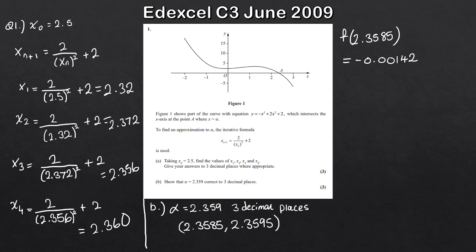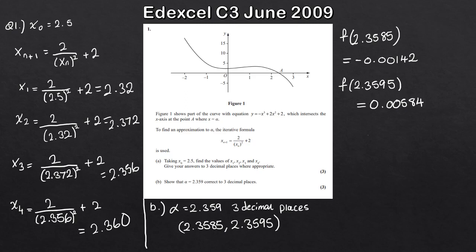Essentially, you should find that it's negative. So that's less than 0. And let's do the same now. f of 2.3595. And hopefully, if we haven't made a mistake, this one should come out positive. And on my calculator, I've worked this out to be 0.00584.